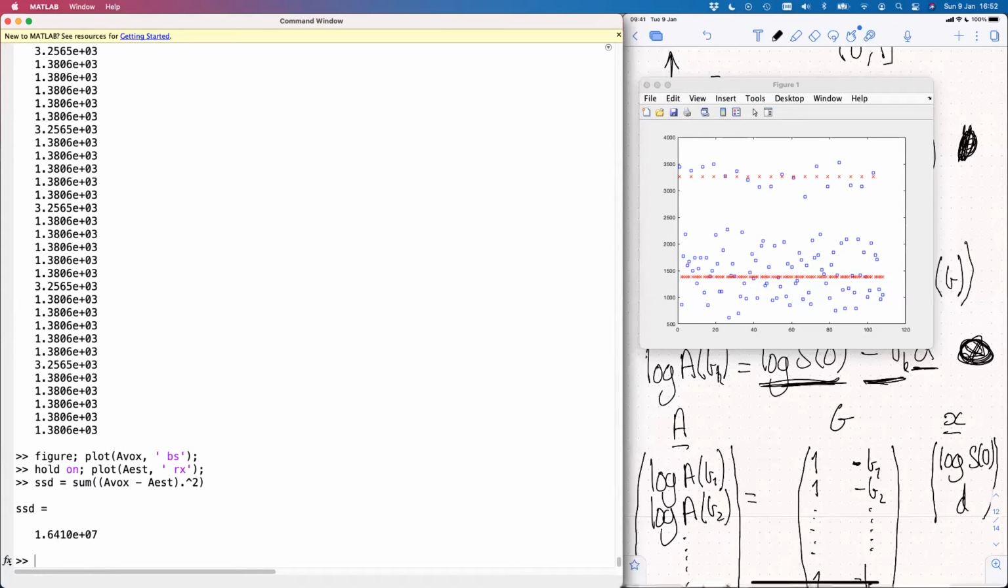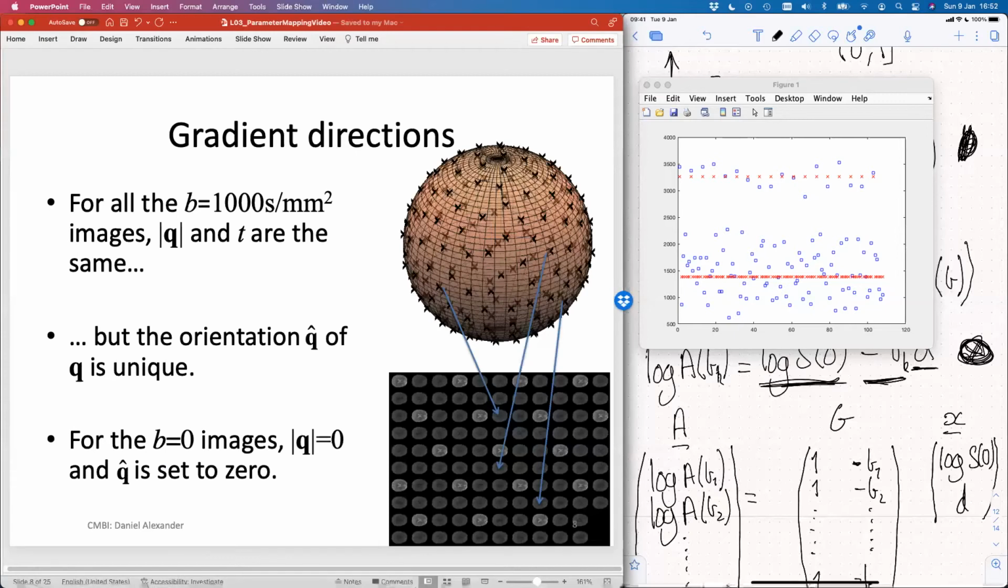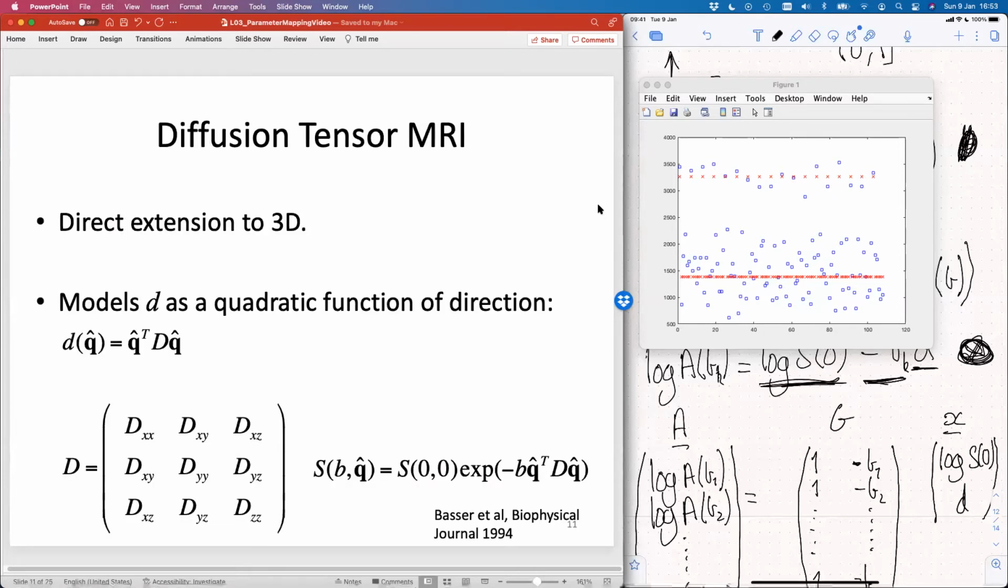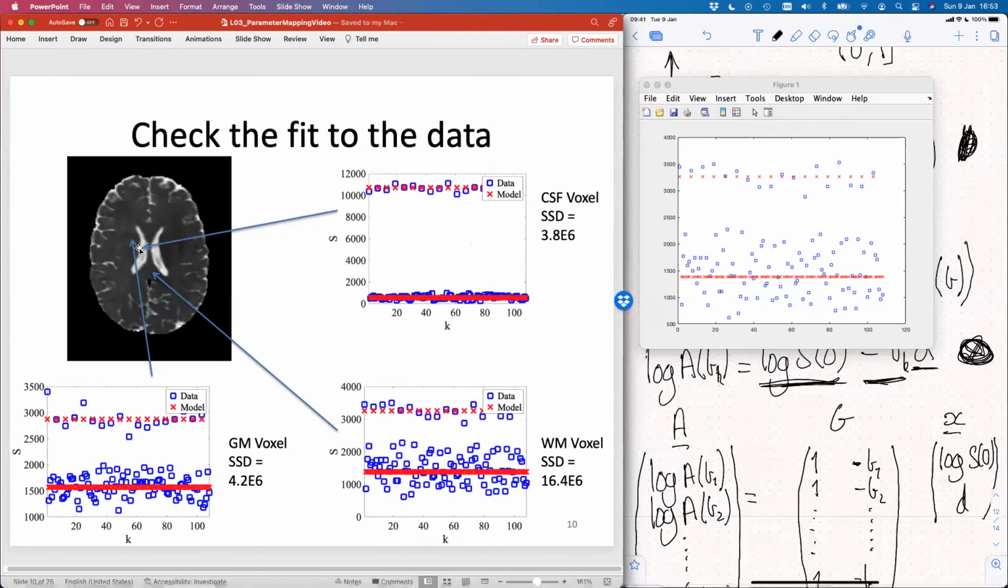And actually, if we just now flip back to the PowerPoint, I've got some more examples of that. So these are maps on a slightly different slice of a different data set in the PowerPoint, showing the map of S0 and the map of D. And on the next slide, showing various different voxels in the image. So here's one in CSF.